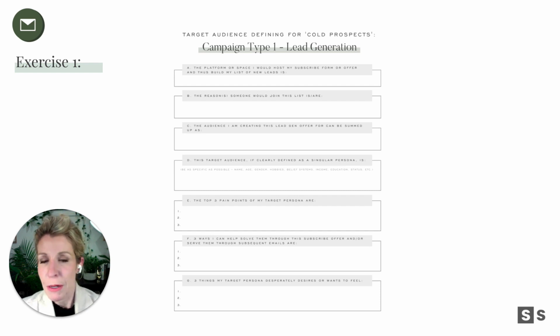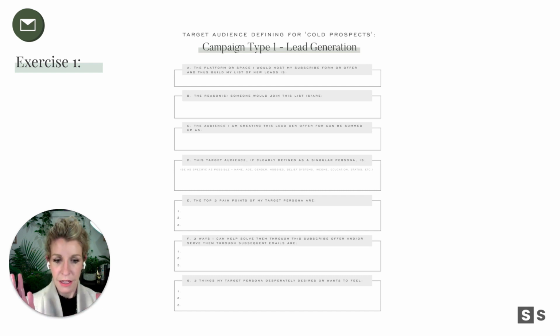So the platform or space that you might host that subscribe form, we call it a web form, or that offer, and thus where are you going to build that list? Where are you going to grow it? And likely it's a website, or maybe it's just a little link in the bottom of your email signature because your website's not ready. Maybe it's even hosted on Facebook or Instagram. It could be anything as long as it's connected to an email service provider. And all of them allow you to create these web forms.